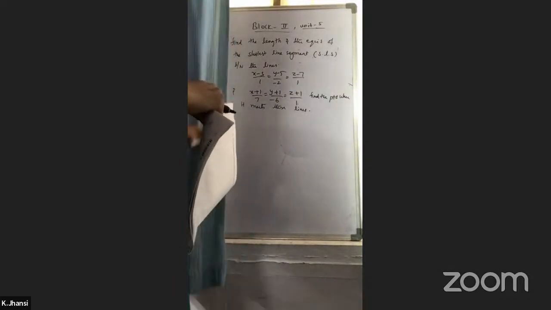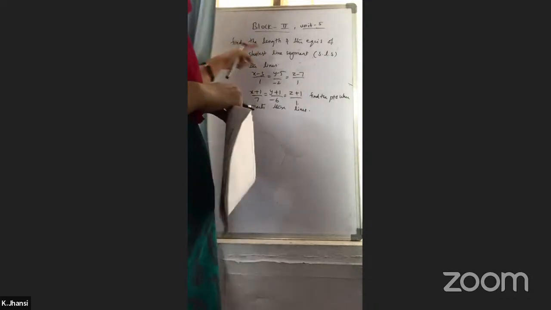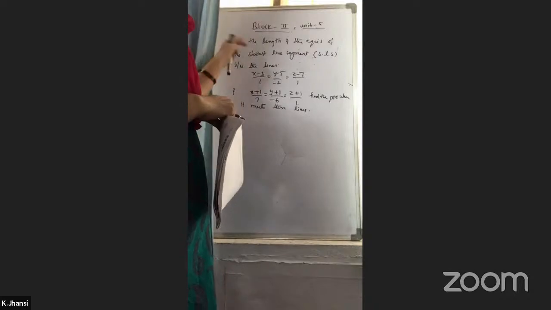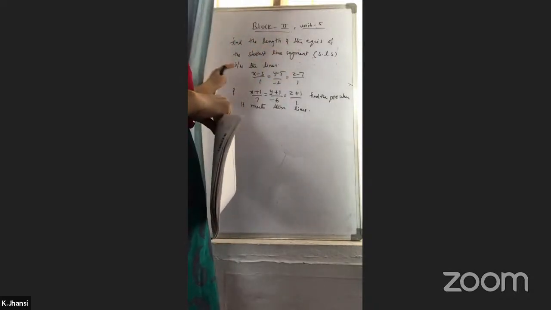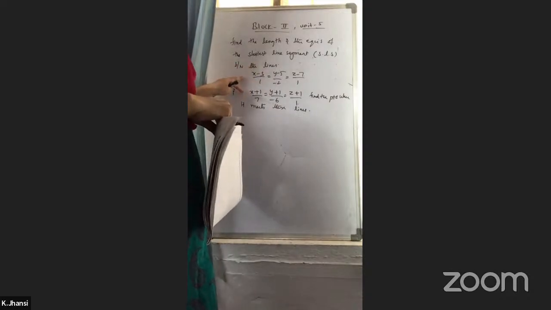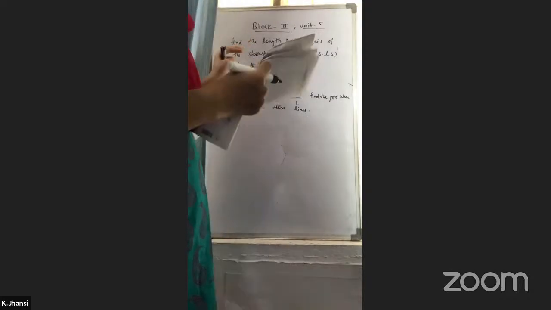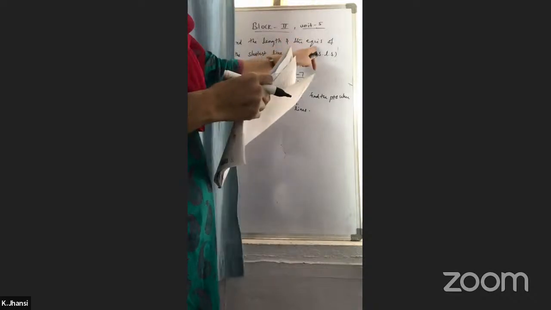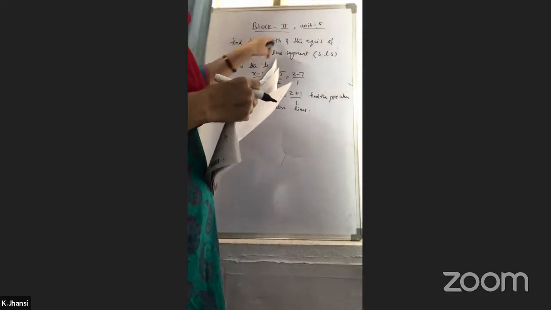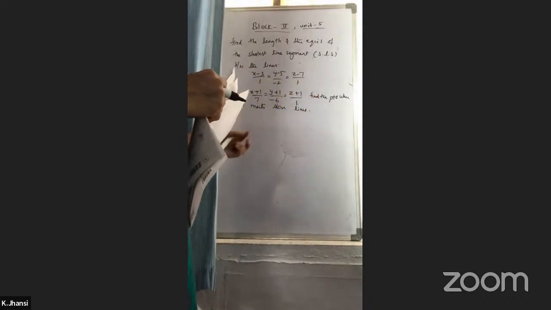So the question is to find the length. Length here means the length of the shortest line segment, and we also have to find the equations of the shortest line segment between these two given lines. First we find the length, after that the equations, and after that the points in which the shortest segment meets these two lines.